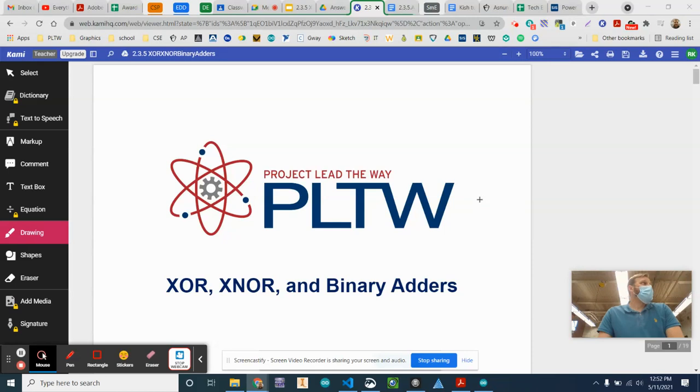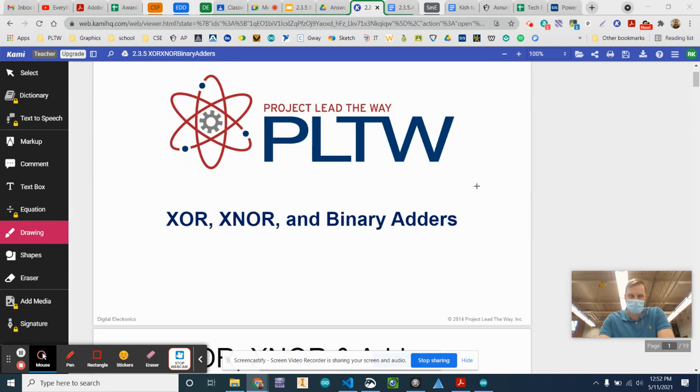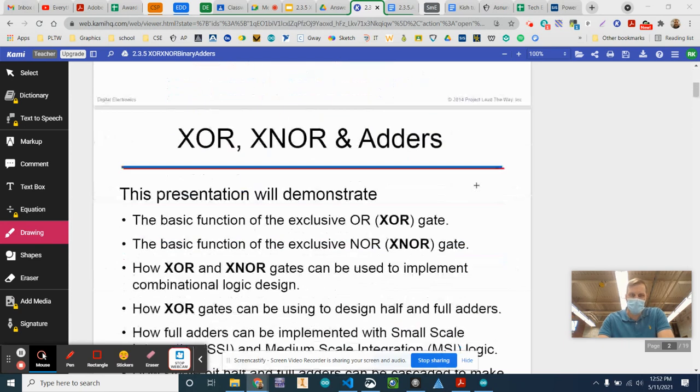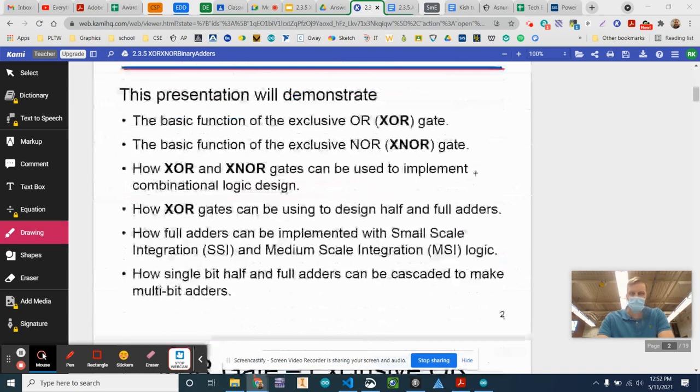All right, so here we go. XOR, XNOR, and binary adders. XOR and XNOR stand for exclusive OR and exclusive NOR. And these gates specifically can be used to create a full or half adder, which is the most basic way to add binary bits together.